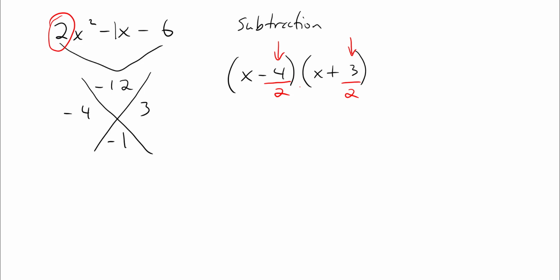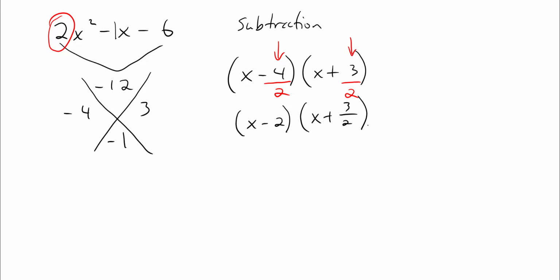So our next step is to simplify the 4 over 2 and the 3 over 2 if I can. 4 over 2 you can put in your calculator, but it's just 2. So it's x minus 2. And this one you can't simplify. It's already reduced. I'm going to show you how to do that in your calculator in a second as well.